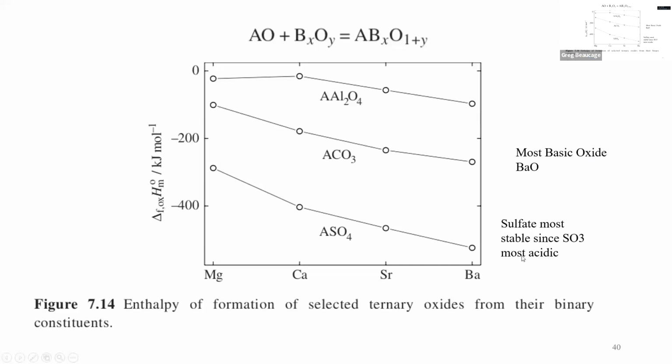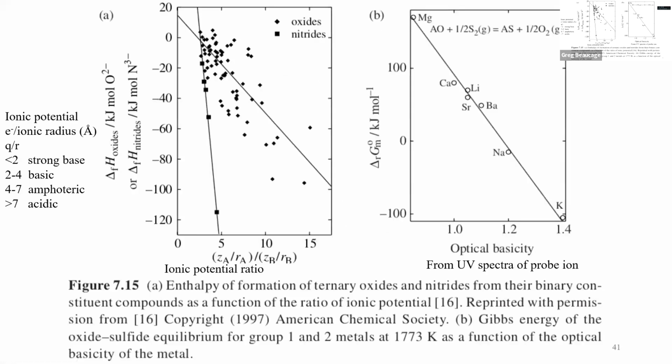BaO is most basic. Yes, magnesium is least basic. So you get a higher energy of formation with barium than with magnesium. And sulfate's more acidic than alumina. So that's the idea here, that we could use that acid base idea to predict heats of formation.